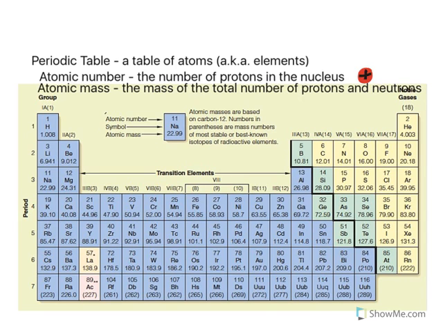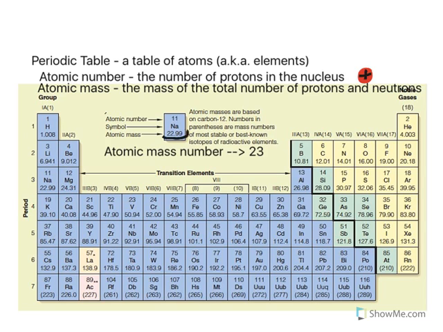Now let's look at the atomic mass number, or the atomic mass. So the atomic mass is the mass of the total number of protons and neutrons in the nucleus. So there's your atomic mass. In this example, the atomic number is 11, so we have 11 protons in the nucleus, but the atomic mass is 22.99.